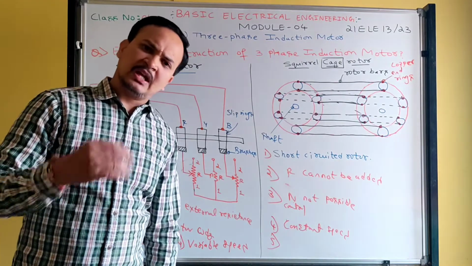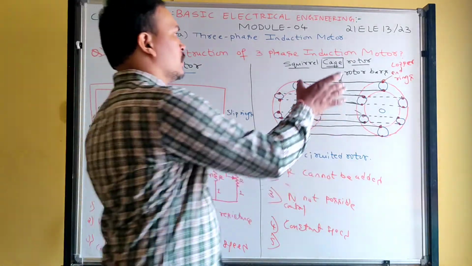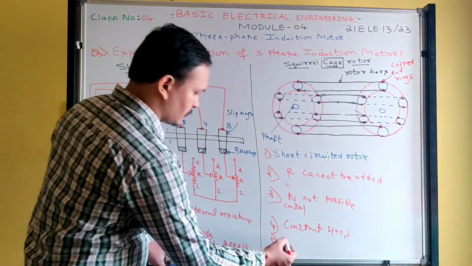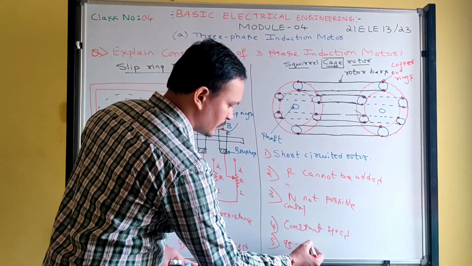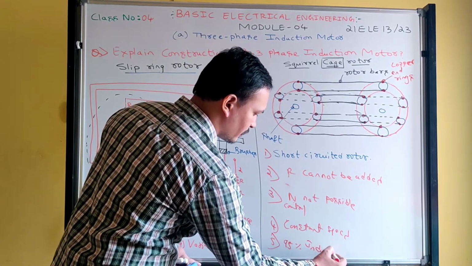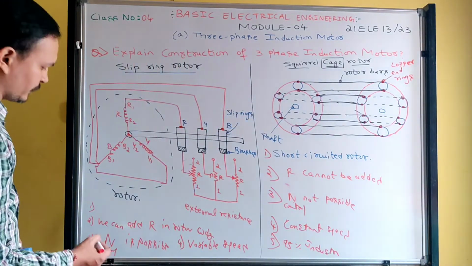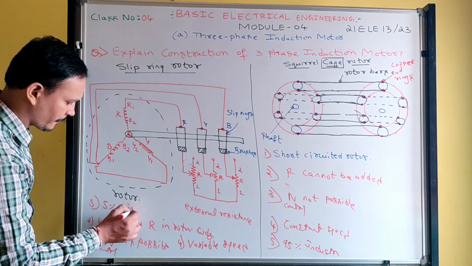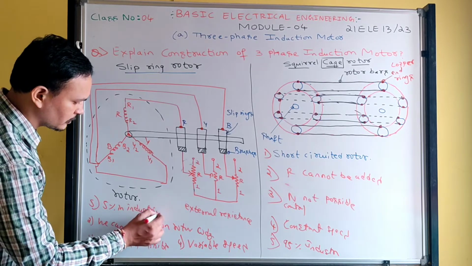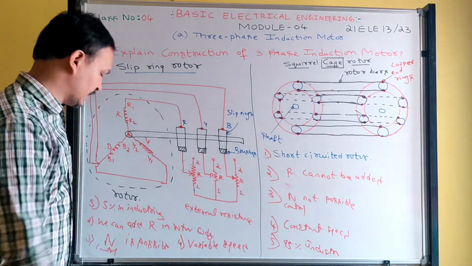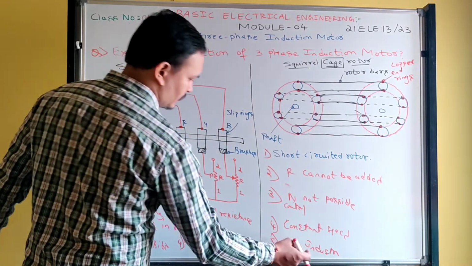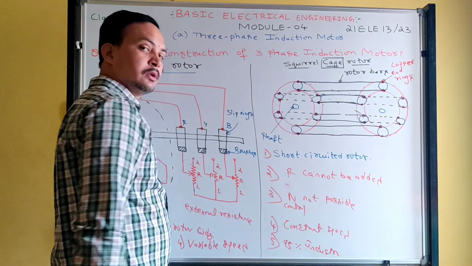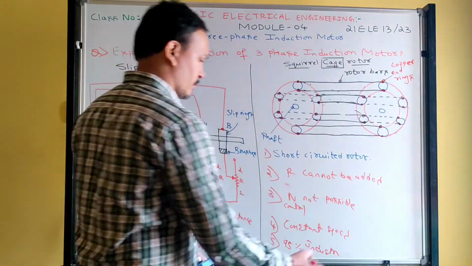So next number 5. 95% of industries are using squirrel cage rotors. So 95% used in industries. But here, the 5th point, only 5% in industries, where speed control is required. They are using this one. Most industrial machines run at a specific speed, so they prefer this one, 95% in industries.